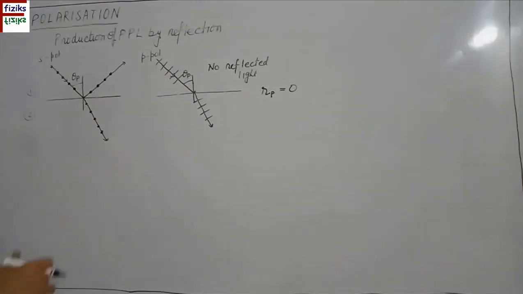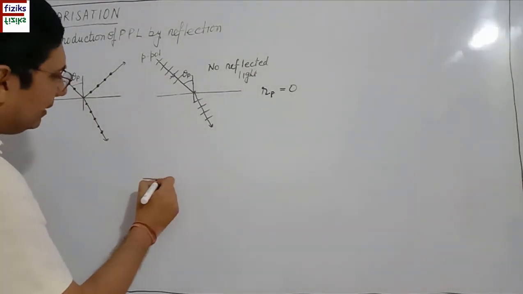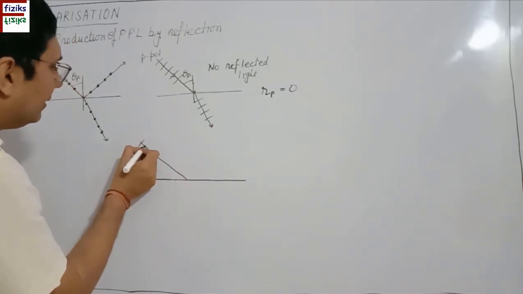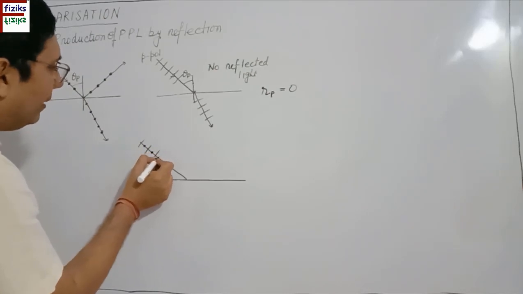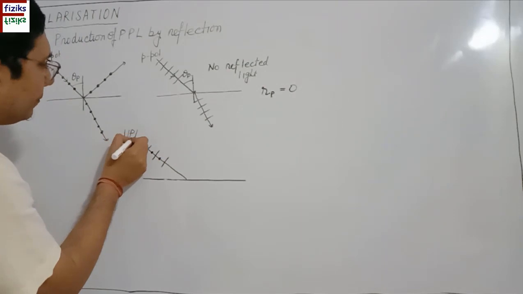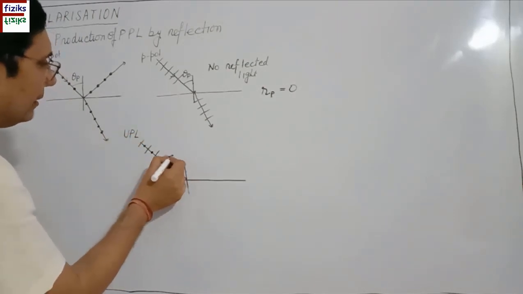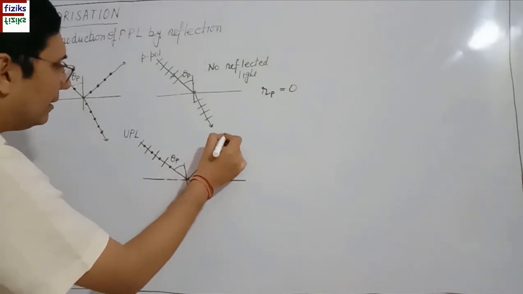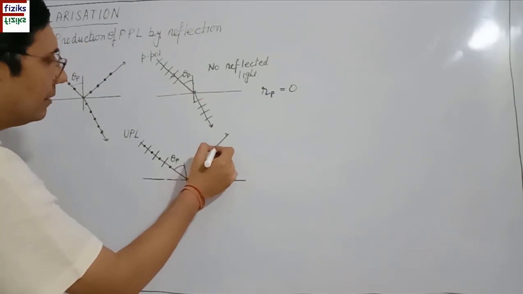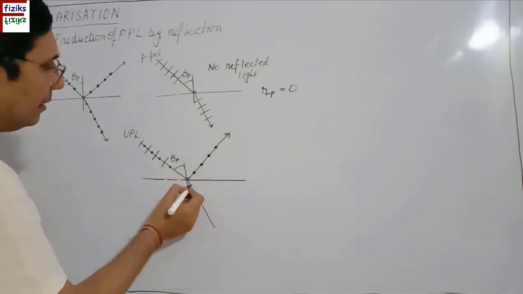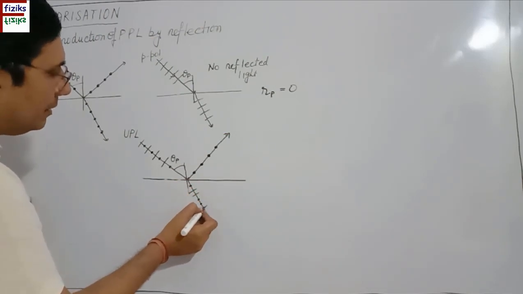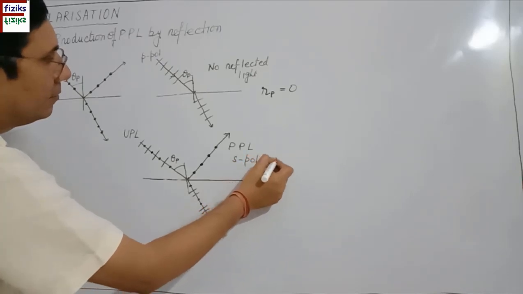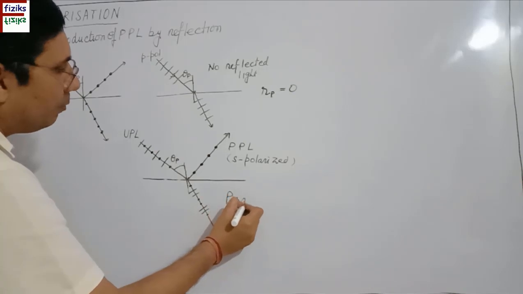On the basis of this concept, one can easily create plane polarized light. If this is the interface and unpolarized light is incident, meaning this unpolarized light consists of both electric vectors parallel and perpendicular to the plane of incidence, and suppose the angle of incidence is Brewster angle, then what will happen? The dotted lines, the S-polarized components, will be reflected back. And in the transmitted light, both dots and parallel lines will be present. So in this case, the reflected light will be plane polarized, S-polarized, and the transmitted light is partially polarized light.